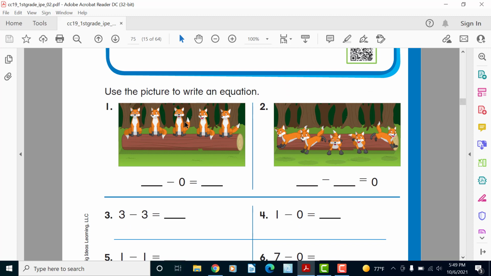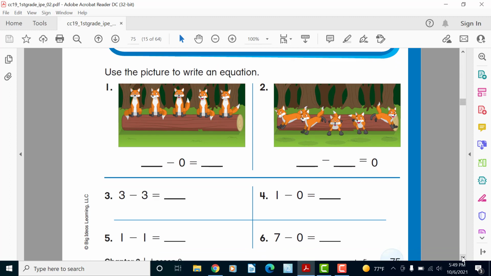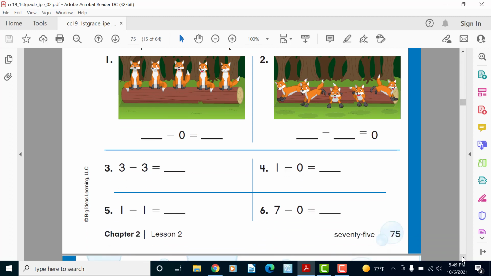Here, same kind of thing, just make sure you're actually counting. And then 3, 4, 5, and 6, you just do it on your own. Pause the video, and when you finish number 6, keep going.